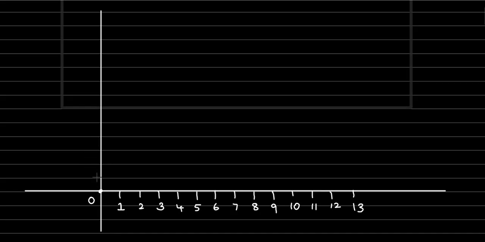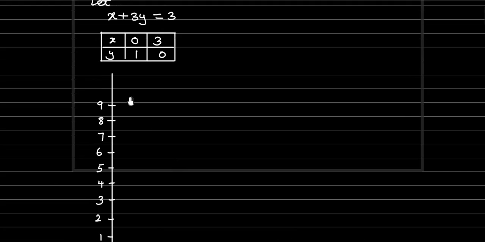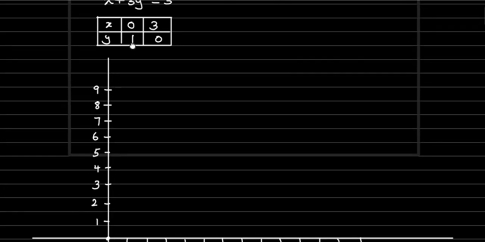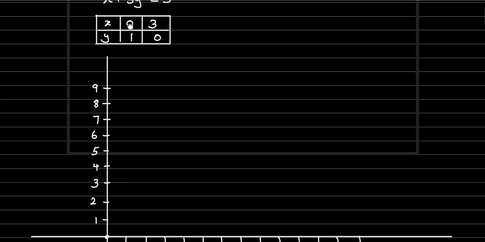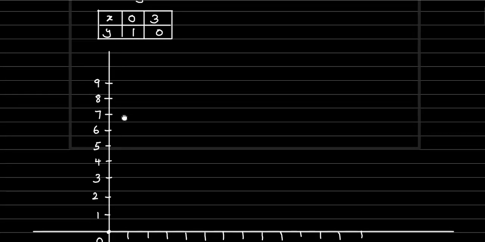Now on the y-axis, okay, I guess it's enough. Now, what is the first point? We have 0, comma 1. This is the first coordinate point. If x is 0, it lies on the y-axis. So, 0, comma 1.